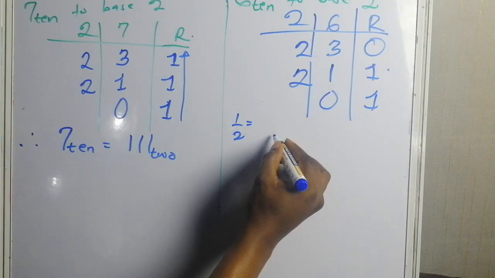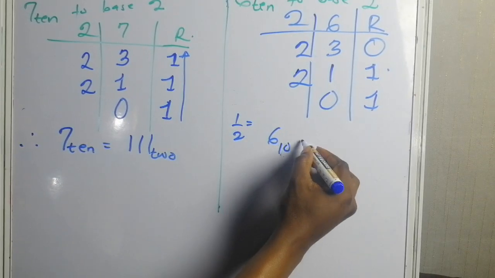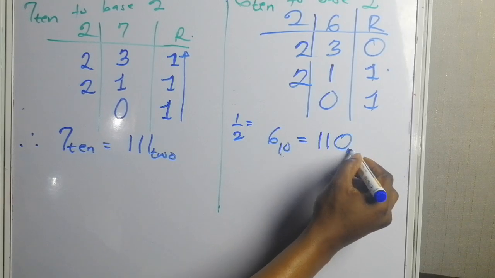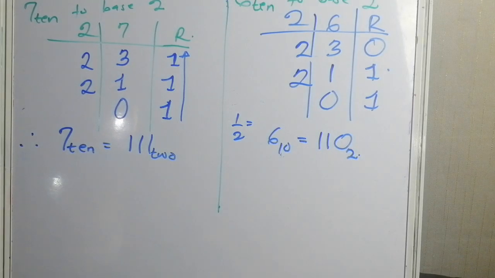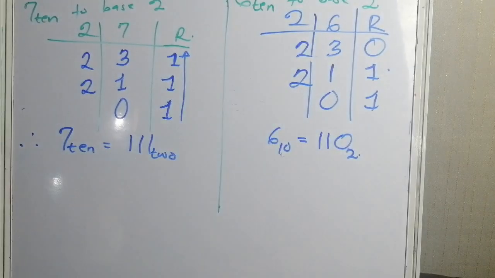So at the end of the day, 6 in base 10 is equal to 110 in base 2. So please, I think this is understandable now. You can do it for 8, you can do it for 9, you can do it for 10.